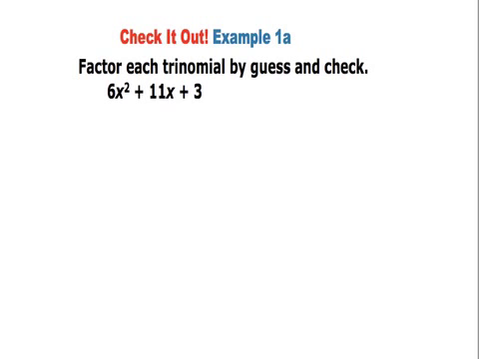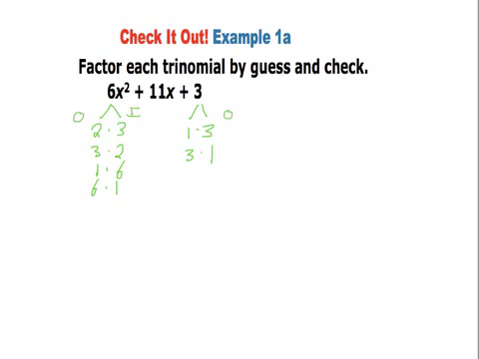All right, so let's go ahead and look at this one. I'm going to take this 6, and it's going to be 2 times 3, 3 times 2, 1 times 6, 6 times 1. Over here, 1 times 3, 3 times 1. Now, we're going to do the inside-outside check, just like I had indicated. These are your outsides.